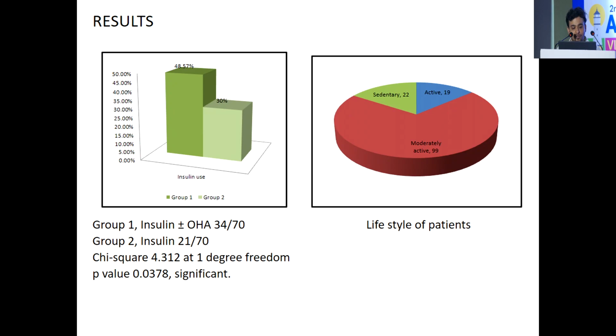In these results, we can see the insulin and oral hypoglycemic agent in group 1 is 34 patients out of 70 patients, and in group 2, insulin was taken by 21 patients out of 70 patients. So the p-value comes out to 0.0378, which is significant. And the lifestyle of the patient: moderately active is 99 patients, sedentary was 22 patients, and active patients were 19 out of a total of 140 patients.